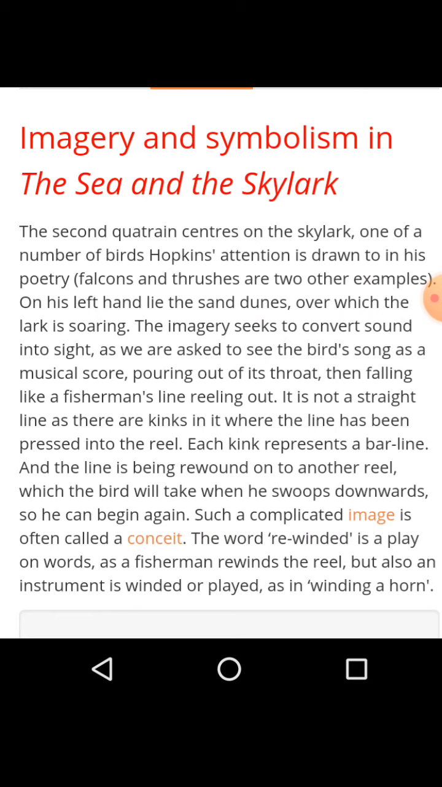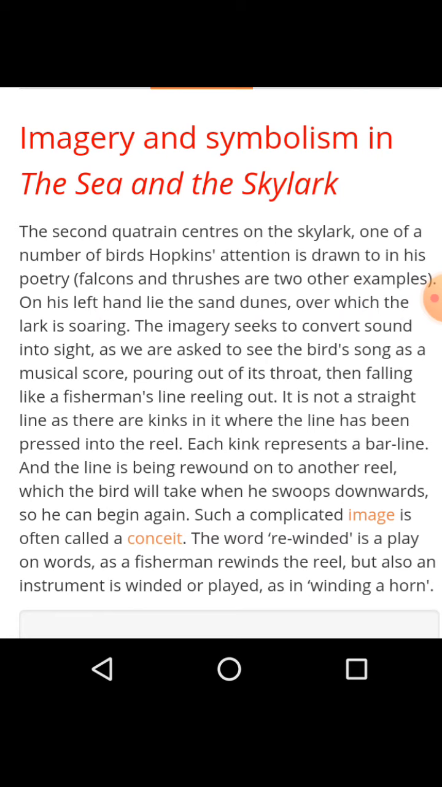We are asked to see the bird's song as a musical score, pouring out of his throat, then falling like a fisherman's line, reeling out. It is not a straight line, as there are kinks in it where the line has been pressed into the reel. Each kink represents a bar line, and the line is being rewound onto another reel, which the bird will take when he swoops downwards so he can begin again.